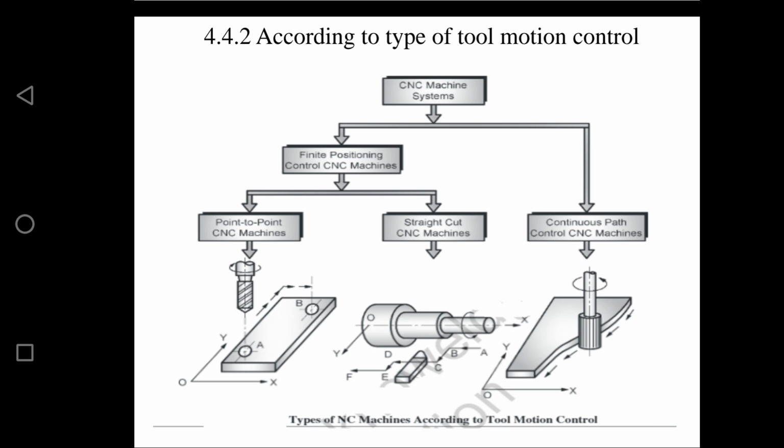So what is a point to point CNC or NC machine? In this one, the movement of the cutting tool from one position to another predefined position is important, while the path along which the tool moves is not necessarily relevant. It is only important that the cutting tool moves from one position to another, whatever path it follows to get there.